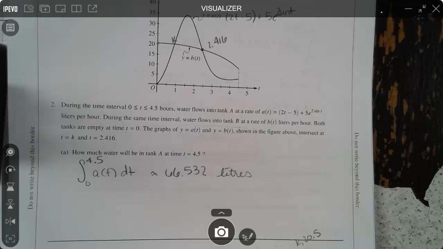All right, remember this is calculator, okay? That's the key.